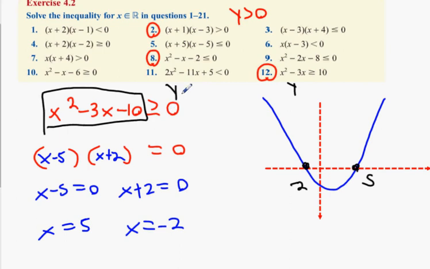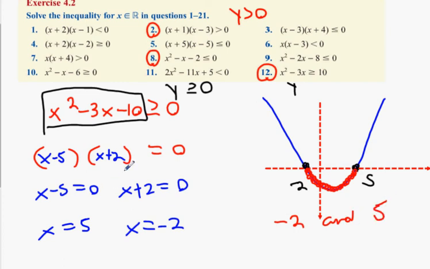So when is the y value bigger than or equal to 0? When is it above the x-axis? You tell me. Which is the red region? The part that doesn't work. It's under it. You don't want the part that's under it, do you? You want the part that's equal to or above. So when does that start and end? So it's in between -2 and 5.